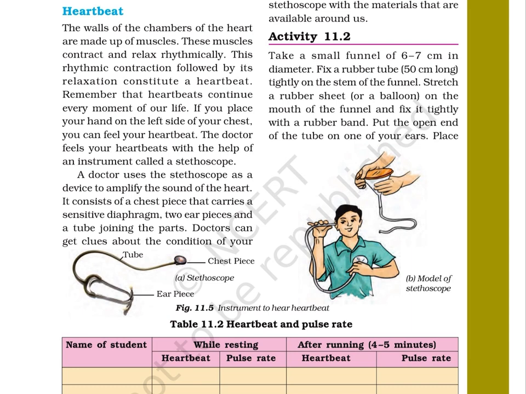Activity 11.2. Take a small funnel of 6 to 7 cm in diameter. Fix a rubber tube, roughly 50 cm long, tightly on the stem of the funnel. Stretch a rubber sheet or a balloon on the mouth of the funnel and fix it tightly with a rubber band. Put the open end of the tube on one of your ears. Place the mouth of the funnel on your chest near the heart. Now try to listen carefully.